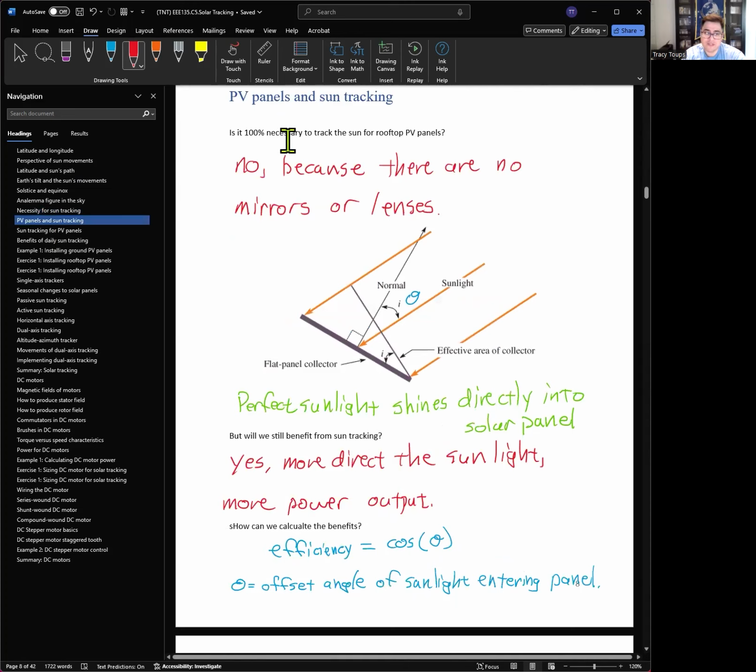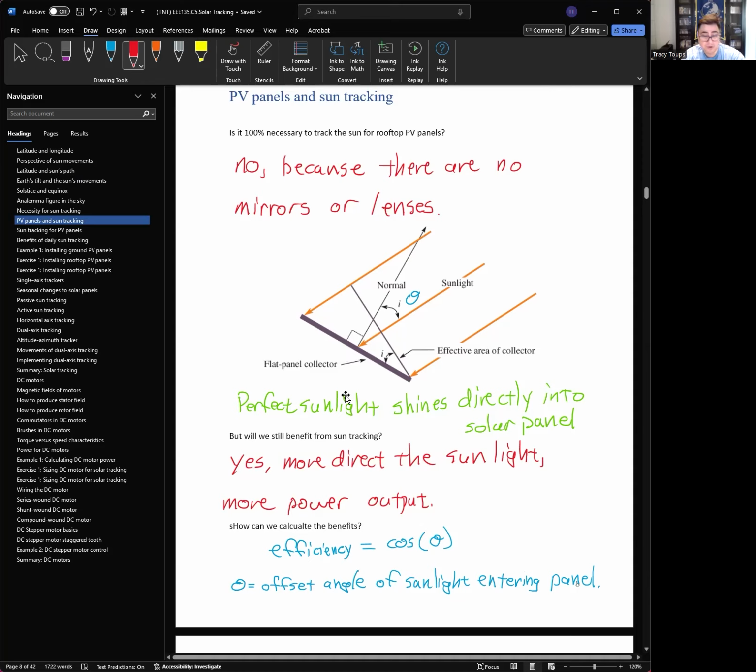Another one is PV panels. The ones you put in your house can benefit from tracking. It's not absolutely necessary. Is it 100% necessary to track the sun for rooftop PV panels and move them? No, not necessarily, because even if the sunlight is not directly facing the solar panel, you still get some amount of sunlight going in and you get some amount of energy, but you're going to get less energy.